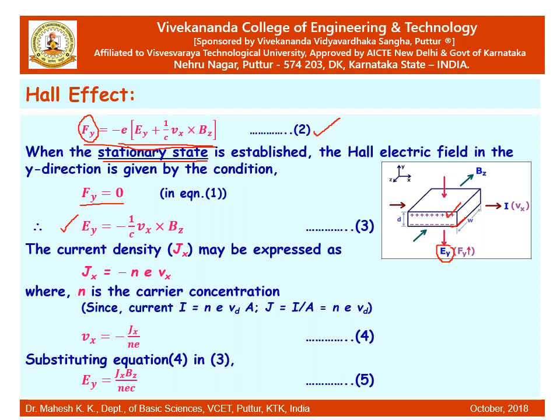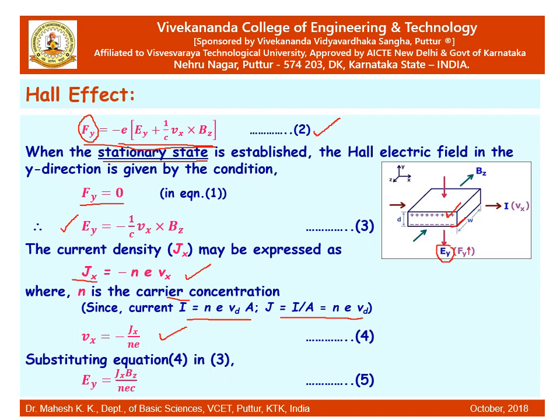So now we know the current density Jx may be expressed as J is equal to minus N e Vx, where N is the carrier concentration. Since current I is equal to N e Vd into A, and J is equal to I by A, that is equal to N e Vd. Therefore Vx can be written, if you rearrange this equation, as Vx is equal to minus Jx divided by Ne.